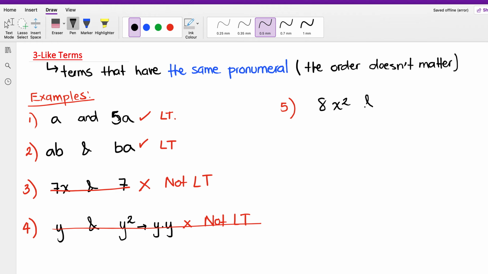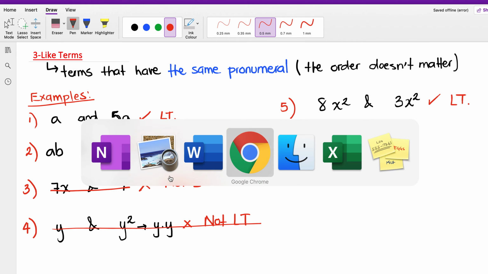8x squared and 3x squared. Okay, what are the pronumerals in the first one? So it's x squared, so that means x times x. And in the second one, x squared, x times x, same pronumeral, yes. So they are like terms, okay? Wonderful. Let's look at examples of what we have on our notes.